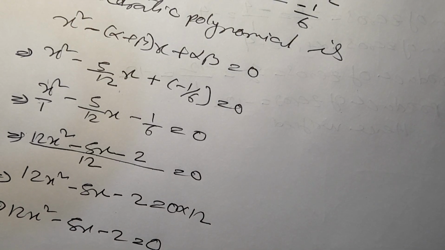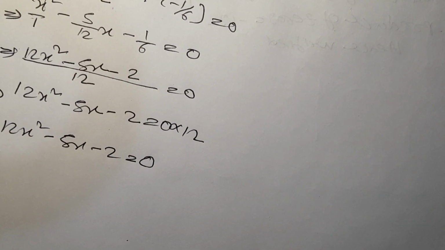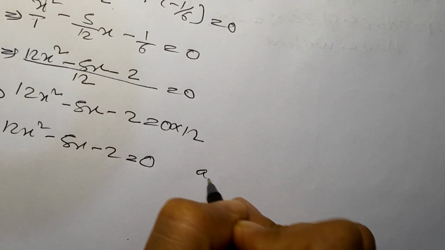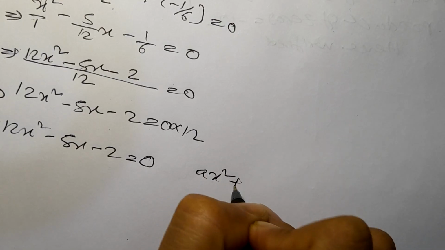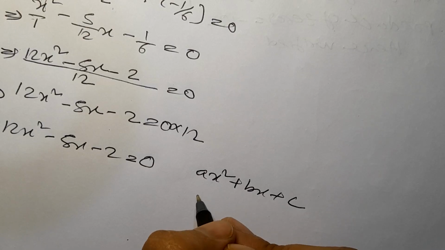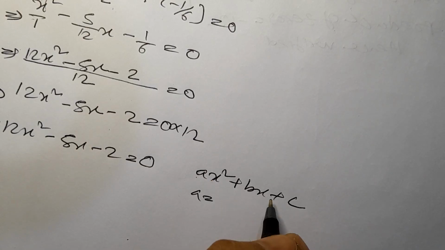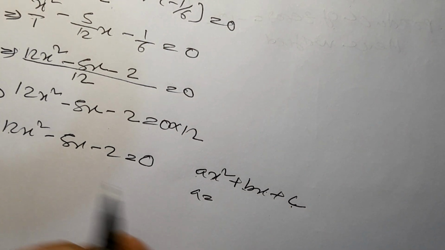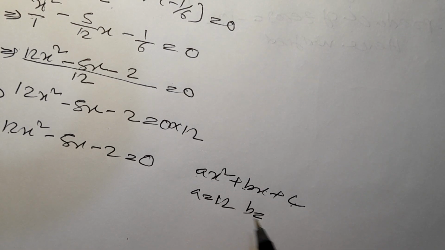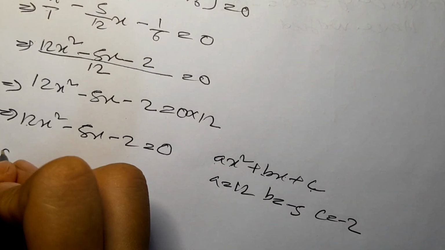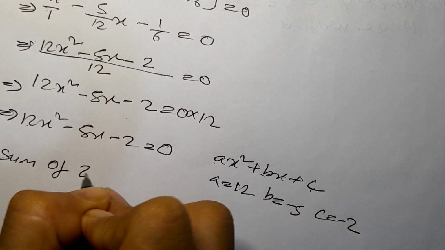Now we already got the sum. Now we are going to find the sum of zeros and the product of zeros. For finding them, I need a, b, c. So compare with the general quadratic equation a x square plus b x plus c. The coefficient of x square is a, the coefficient of x is b, and this is the constant. So 12 is a, minus 5 is b, and the constant is minus 2.